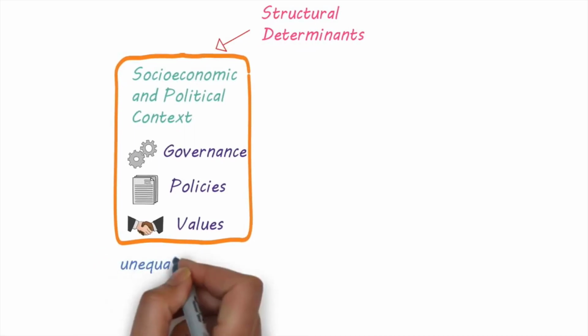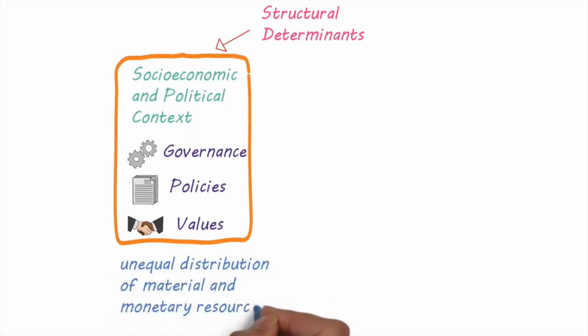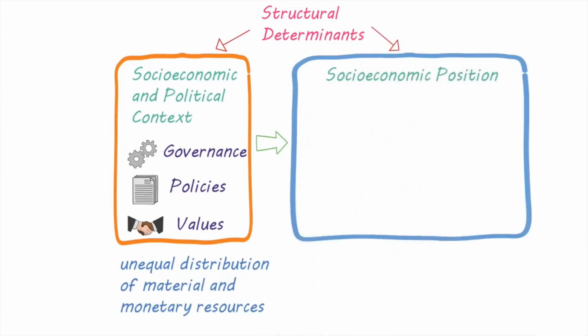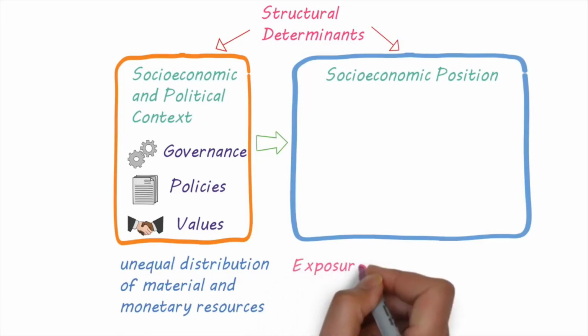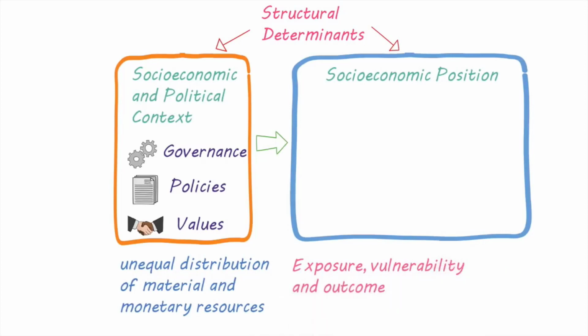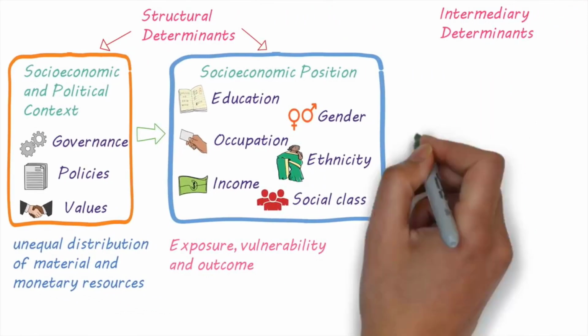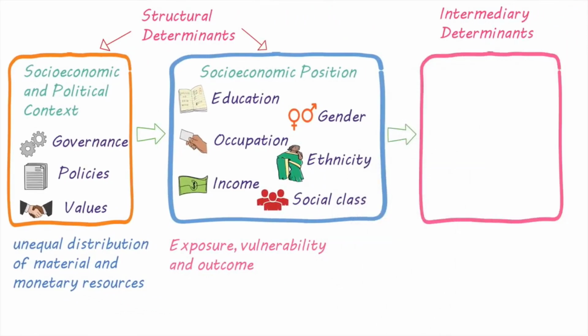These factors can determine and lead to the unequal distribution of material and monetary resources, which shapes a person's socioeconomic position. The socioeconomic position describes a person's place in society, which can affect their exposure, vulnerability, and outcomes to conditions that have an impact on their health. The socioeconomic position is determined by a number of factors such as education, occupation, income, gender, race or ethnicity, and social class. The socioeconomic position in turn affects the intermediary determinants of health.